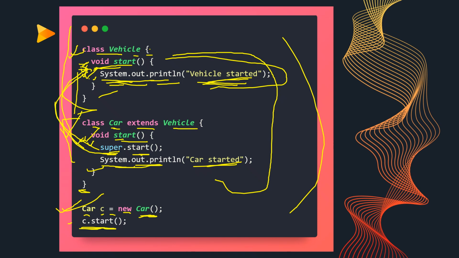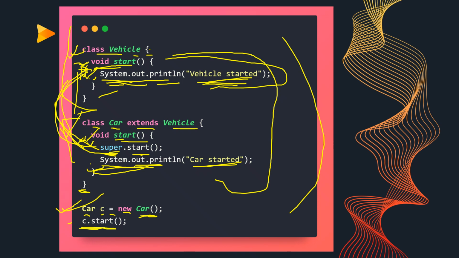Why? Because we have used the super keyword. The super keyword will also access the parent class methods. So super is used for accessing the parent class methods. So first of all it will print vehicle started, and then it will print car started.